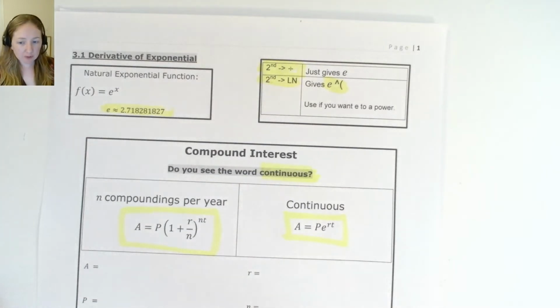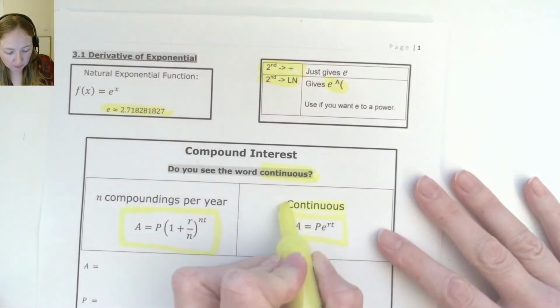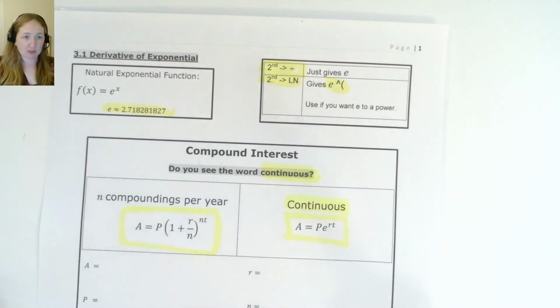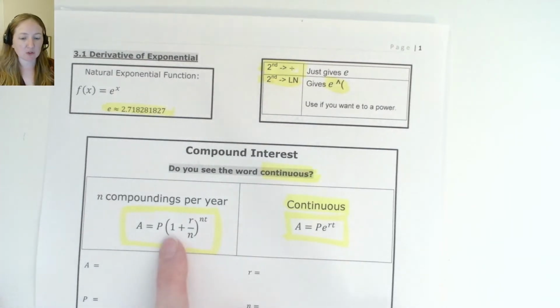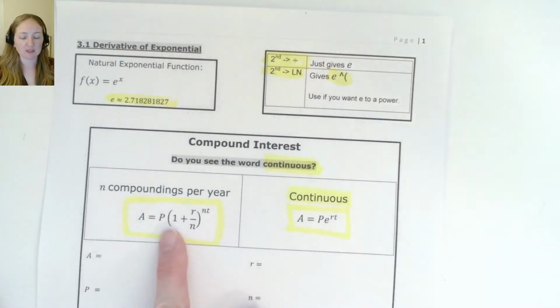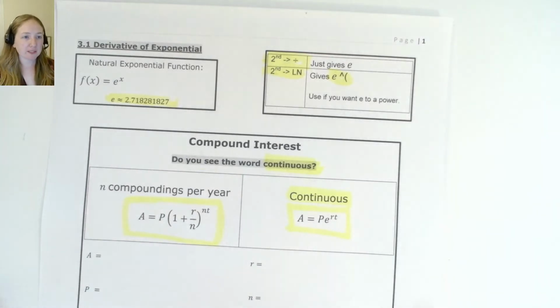So if you saw the word continuous, then you would use the PERT formula. And if you didn't have the word continuous, then you would use this more involved formula, P times 1 plus r over n to the nt. So you will need these formulas for reference on your test or the final exam. It will be given embedded in the question.